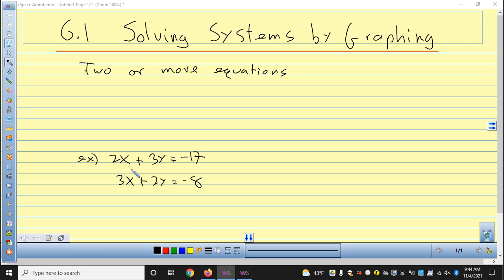So what we're working with in this chapter has to do with equations of lines. So what we're going to be graphing is lines. And we've had some practice already graphing lines.